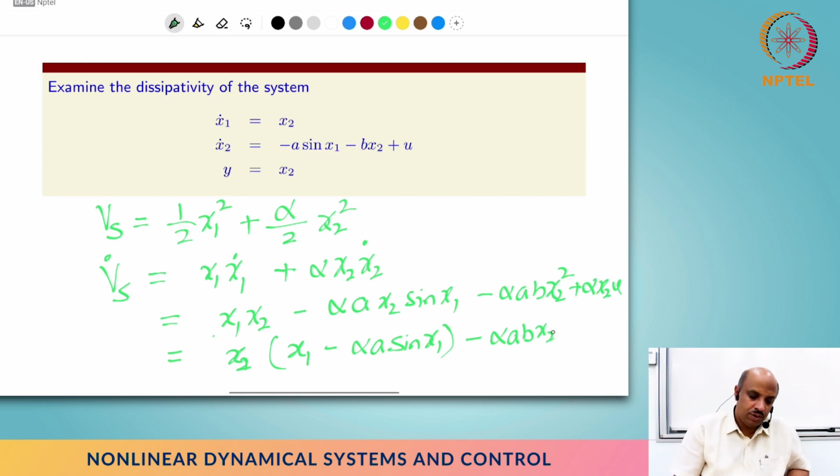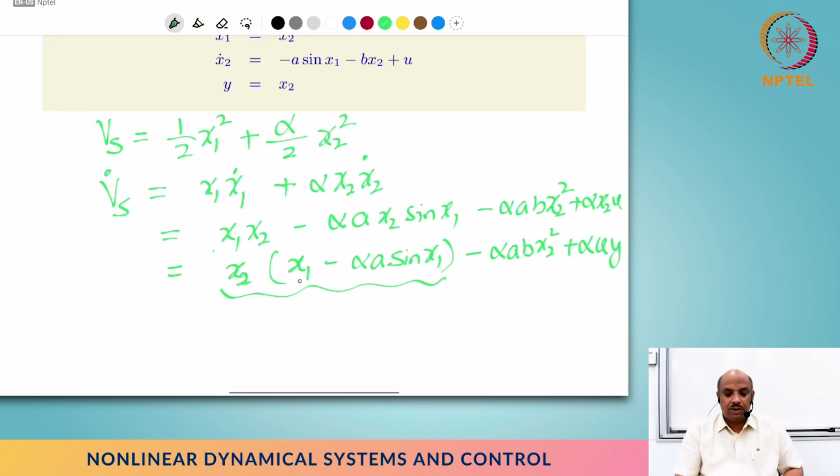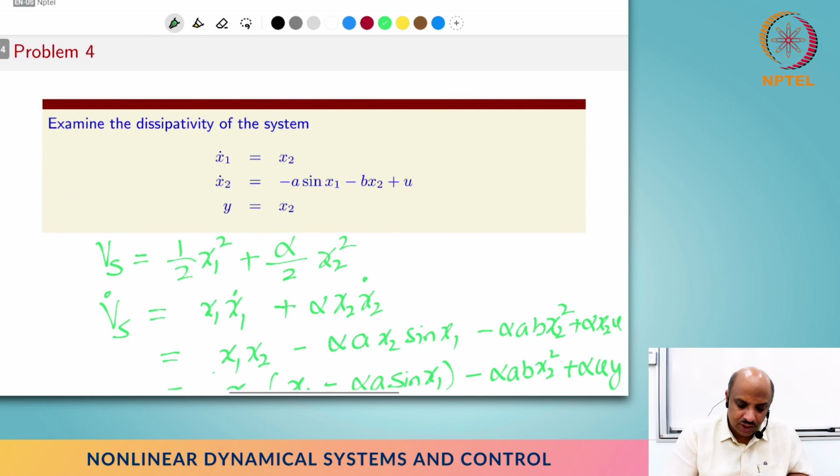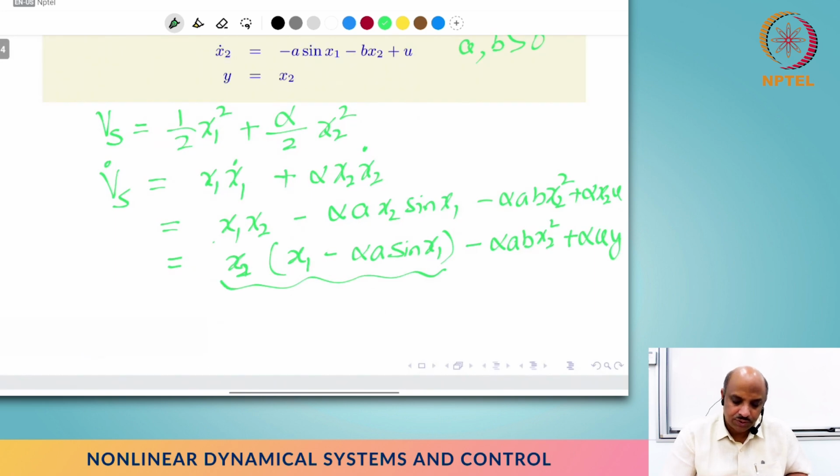But it's easier said than done. Is this negative? Well, sine of x1, if you recall, is approximately x1 minus x1 cube by 3 plus higher order terms, right? So we can actually substitute that here and we'll get a positive number, and then we'll end up with basically difficulty of showing passivity, right? So therefore, though we picked some storage function, we are unable to show passivity.